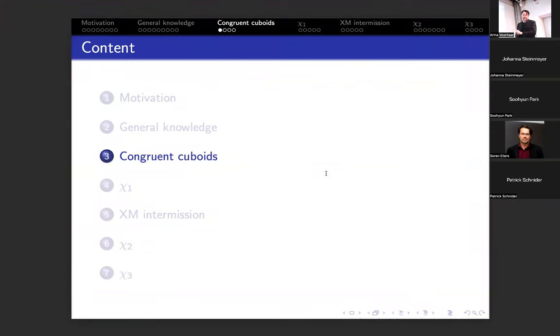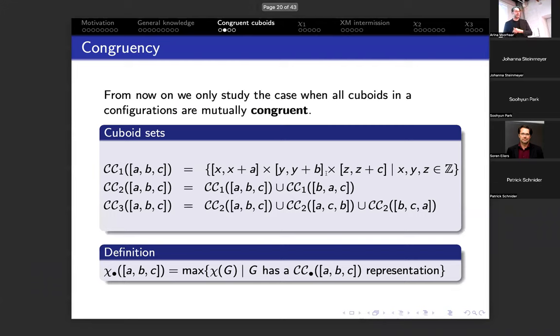What I just explained in what I call general knowledge hasn't got so much to do with Lego, because in Lego we have to fix the size. So what I want to do now is look at something slightly more general than Lego coloring, but a lot less general than what I already showed you. From now on, I only care about the case where all the cuboids in a configuration are mutually congruent. I will take some size A, B, C, and only look at cuboids that have length A in the X direction, length B in the Y direction, and C in the Z direction.